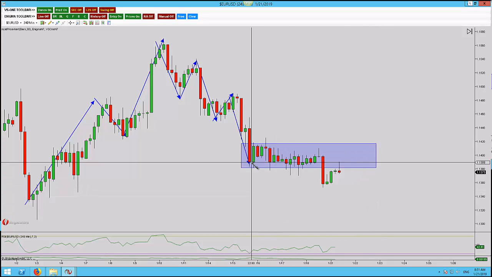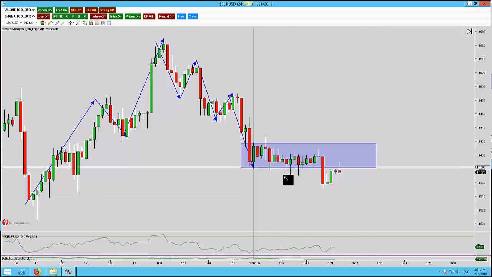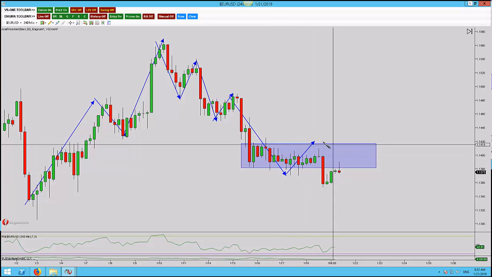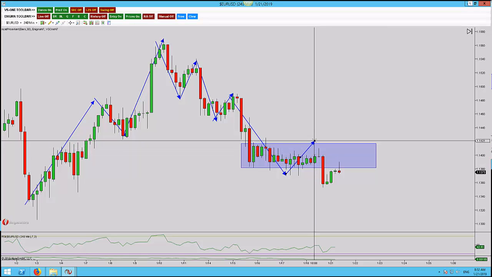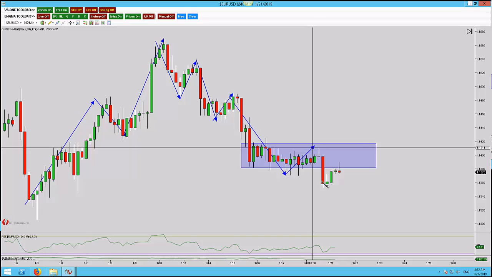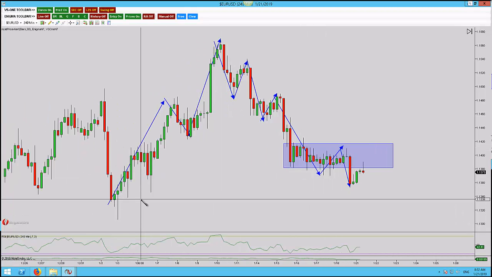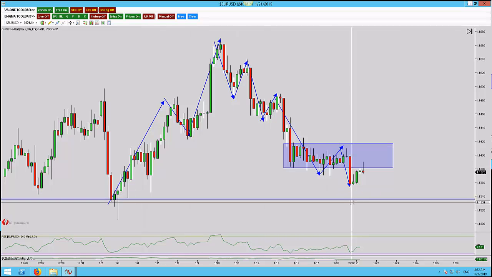Now this is actually still trend continuation for me. We came down to here, we saw a pullback, we saw a pullback to here, and then we saw another new low. So I would be expecting price to come down to this structure level.